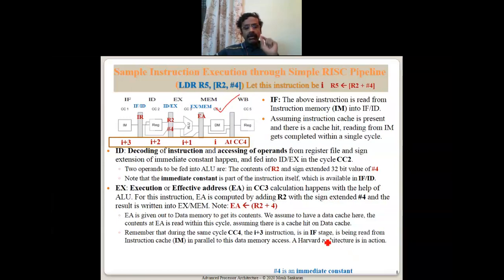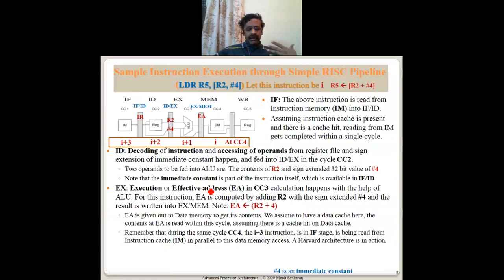Why? We want to access them within a single cycle so that all the instructions flow through in a lockstep manner. Every cycle they move through. If we don't have a cache, this will take more time, and this will also take more time. Then none of the instructions can come out every cycle. They cannot execute in a sequence.